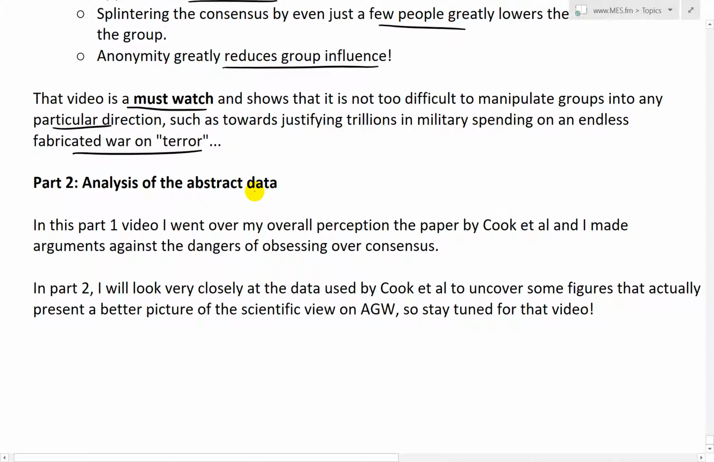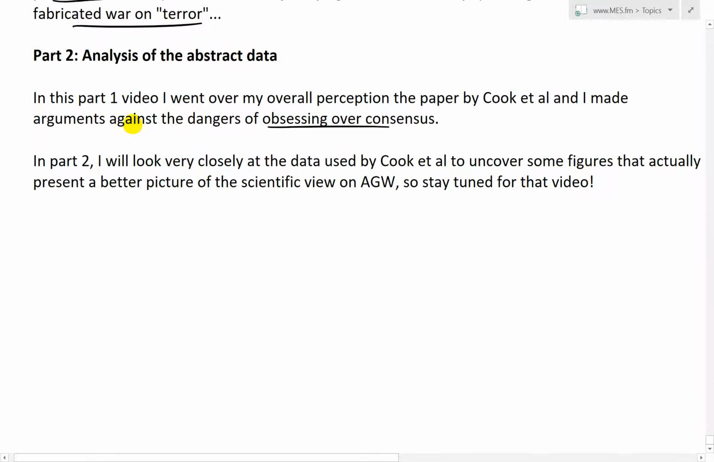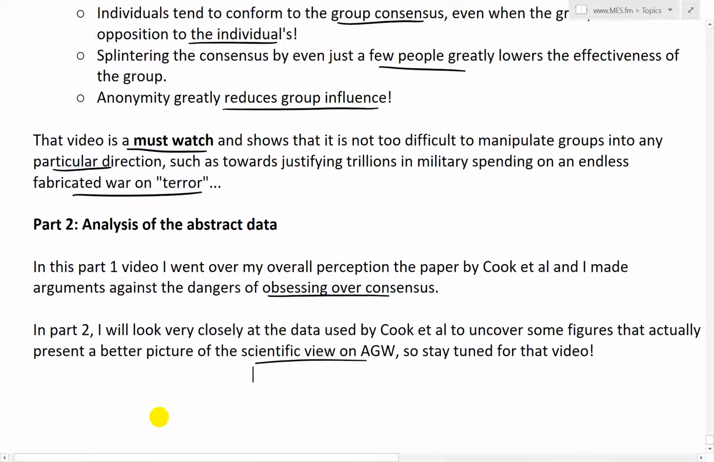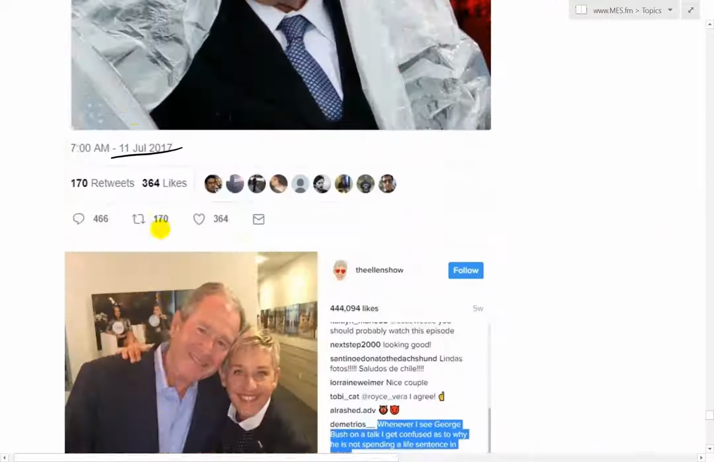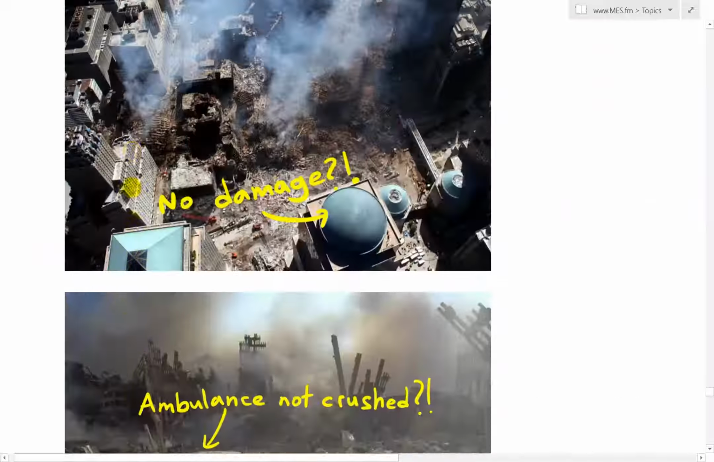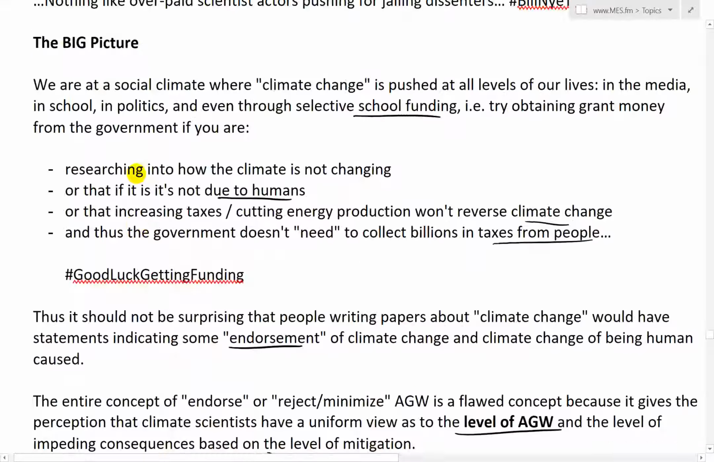In part 2, I'm going to go over the analysis of the abstract data. In this part 1 video, I went over my overall perception of the paper by Cook et al., and I made arguments against the dangers of obsessing over consensus. In part 2, I will look very closely at the data used by Cook et al. to uncover some figures that actually present a better picture of the scientific view on AGW, so stay tuned for that video. I'll go over the papers and abstracts that they considered endorsed, not endorsed. It's going to be pretty interesting, and I'll make some of my own graphs and figures. I had an Excel sheet made before. I'll go over that, update it, and do some other cool stuff. So stay tuned for that video.